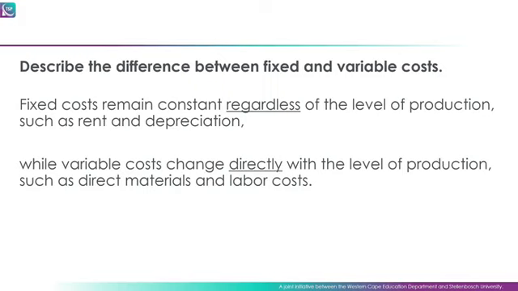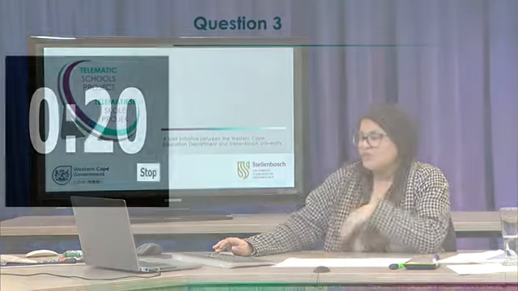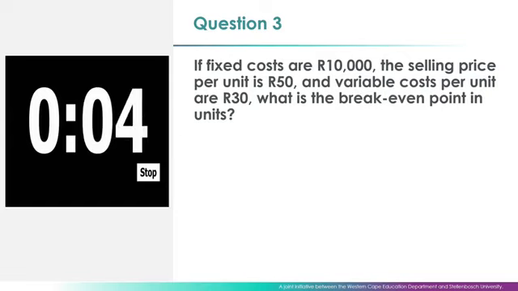Last question. I'm going to give you a little bit more time over here. Last question. 20 seconds. If the fixed cost is 10,000 Rand, selling price 50, variable cost per unit 30 Rand. What is the break-even point in units?